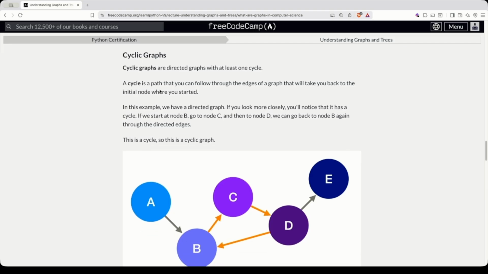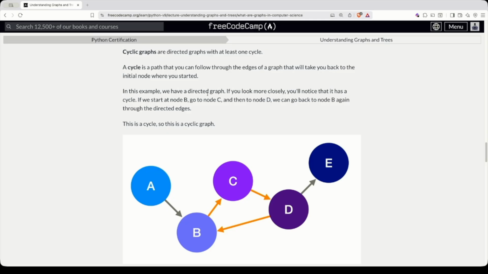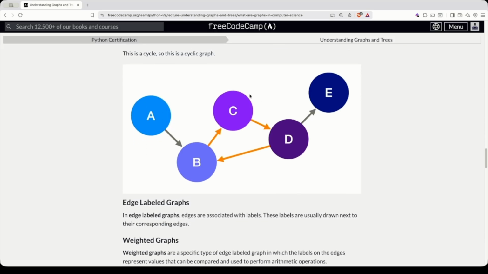Cyclic graphs. Cyclic graphs are directed graphs with at least one cycle. A cycle is a path that you can follow through the edges of a graph that will take you back to the initial node where you started. In this example, we have a directed graph. If you look more closely, you'll notice that it has a cycle. If you were to start at node B, go to node C, then node D, we can go back to node B again through the directed edge. This is a cycle, so this is a cyclic graph.